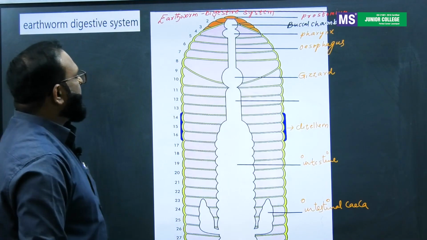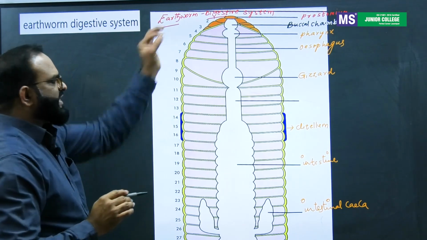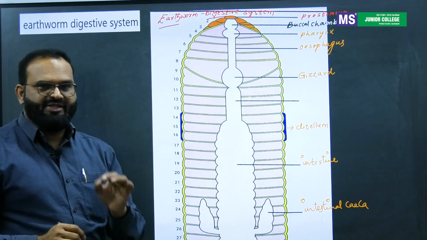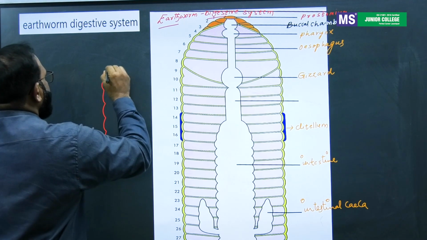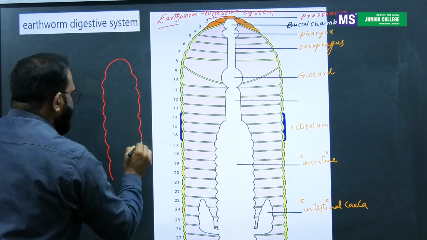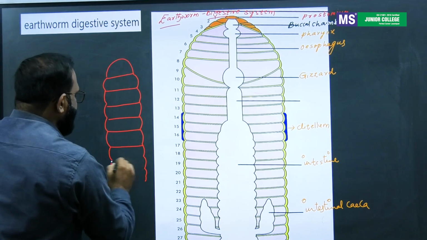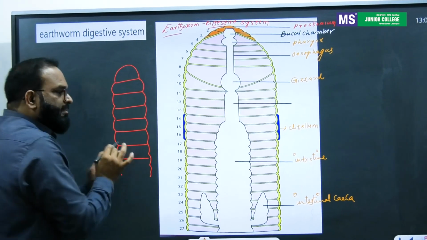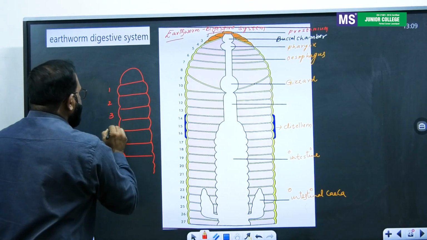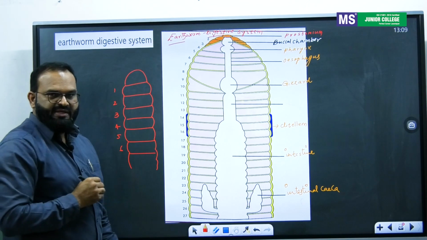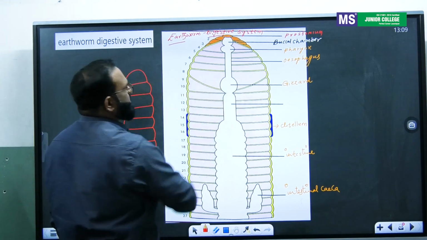And the next chart, earthworm digestive system, students. Again, in this earthworm digestive system, please do practice, because you have to draw the segments carefully, students. How to draw the segments? First, draw lightly with a light color pencil. Later, make it thick and write the segments very clearly. Especially, the gizzard is present in the 8th segment.